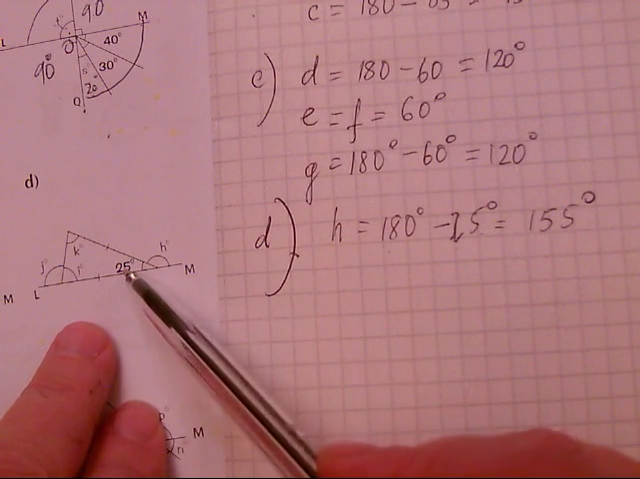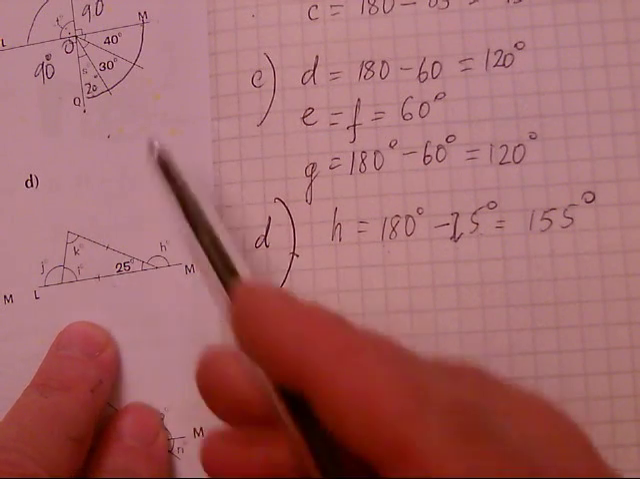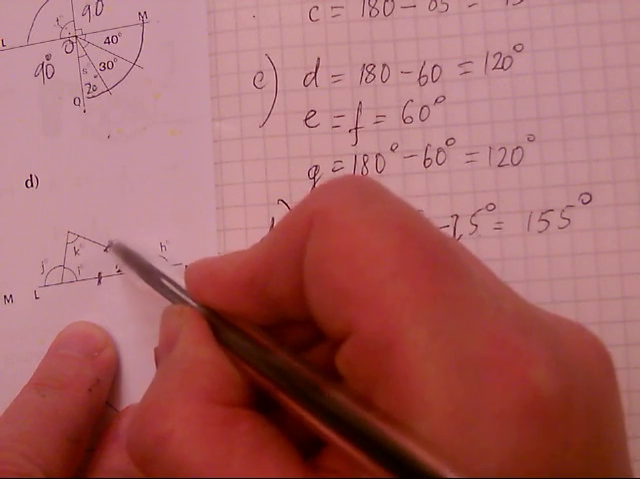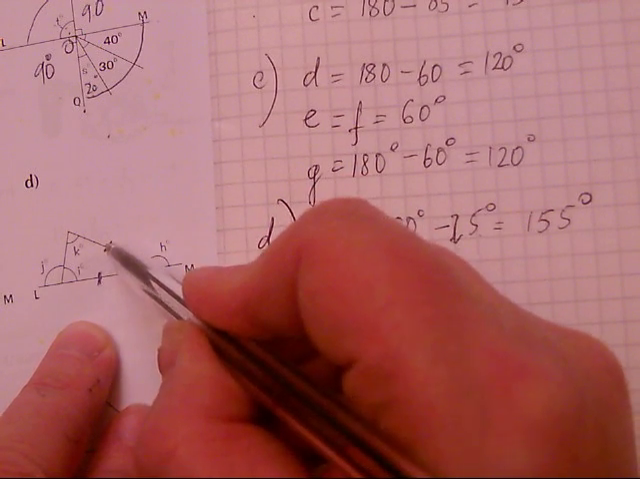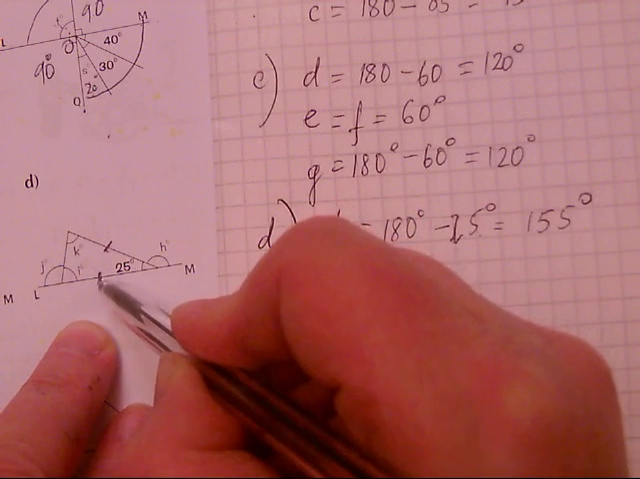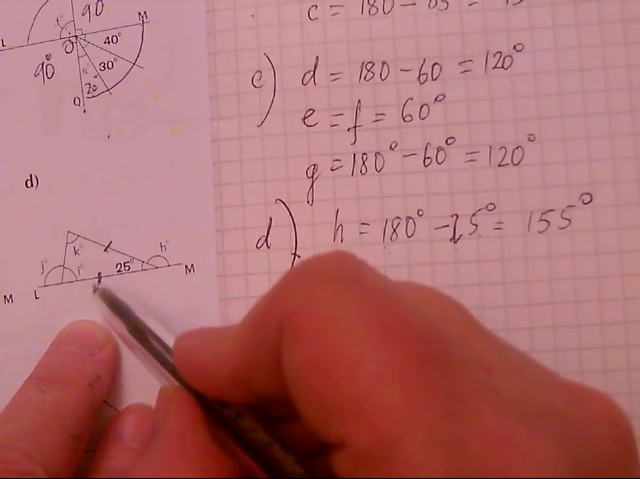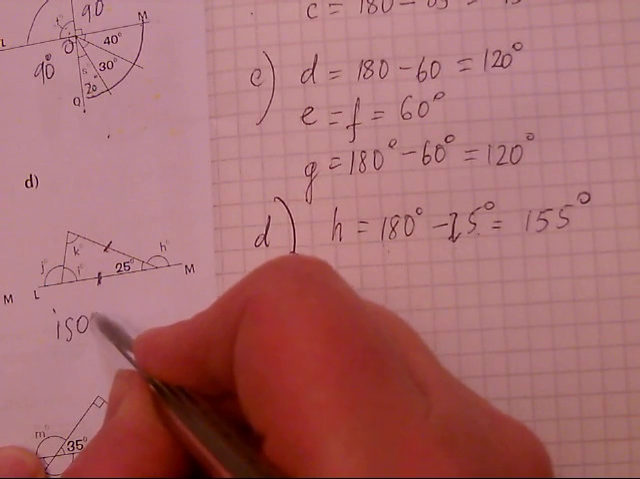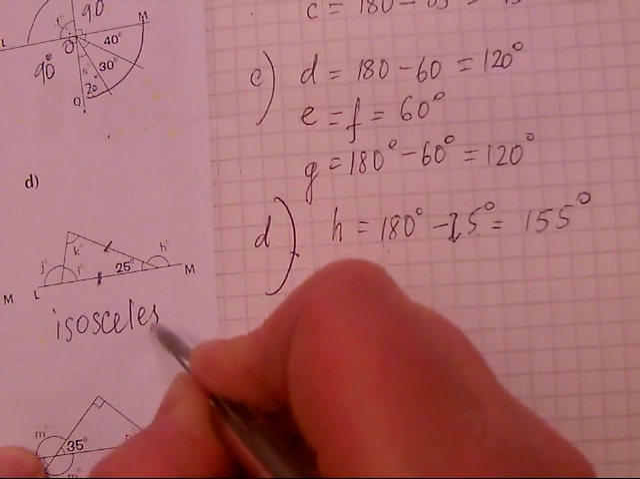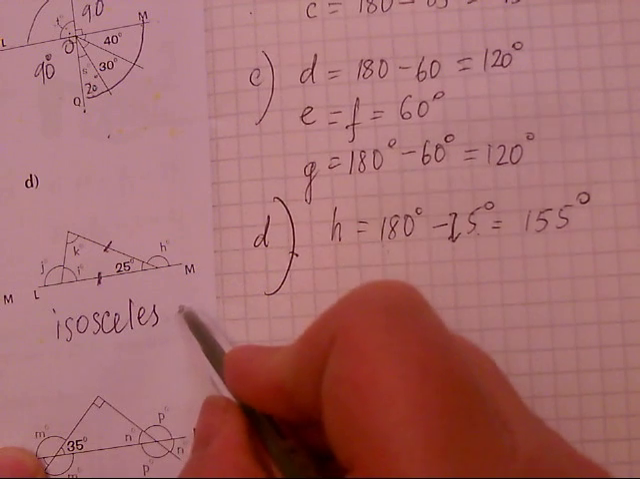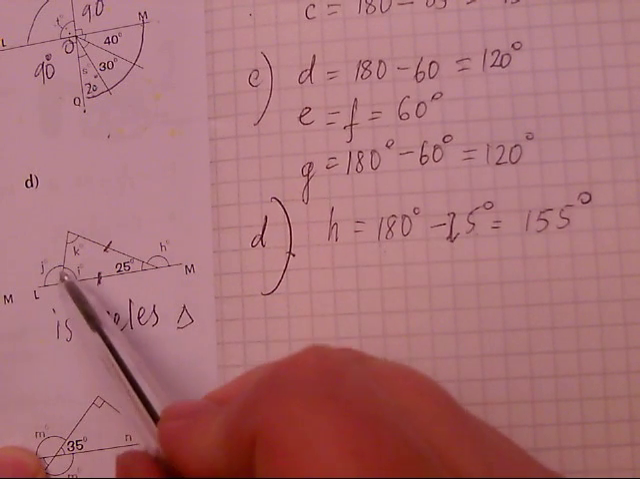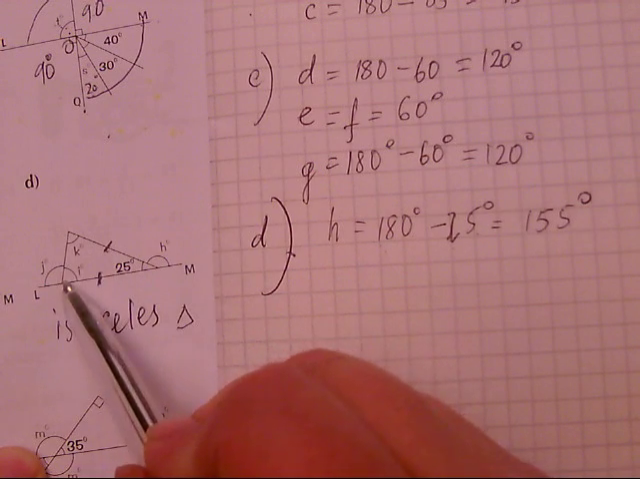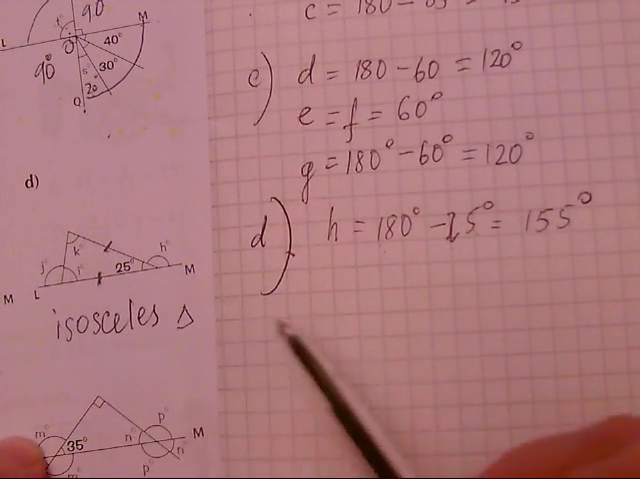Okay, I know this angle is 25 degrees, and what you see are also these two lines here. Two lines here mean these two sides are the same. We are dealing with an isosceles triangle. Let's spell it correctly: isosceles triangle. That means these two angles at the base of the isosceles triangle are the same. K and I are the same.